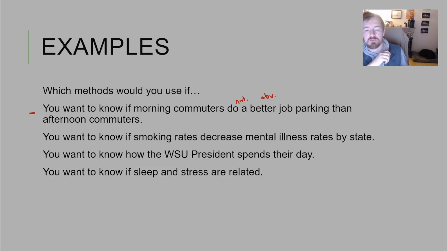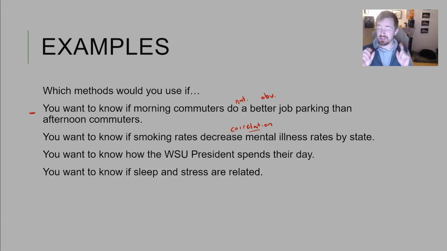For the next one, you want to know if smoking rates decrease mental illness rates by state. In this case, I'm going to say probably the ideal thing to do here is going to be correlation. Why correlation and not something else? The reason why is because ordering somebody to smoke would be unethical, right? We know that smoking has deleterious effects to health, and so we don't want to force someone to be in a smoking group, nor do we want to force someone to be in a mental illness group either. We can't give people mental illness and see if that affects their smoking rates. So the best choice here would be correlation, just looking at whether or not these two things are related.